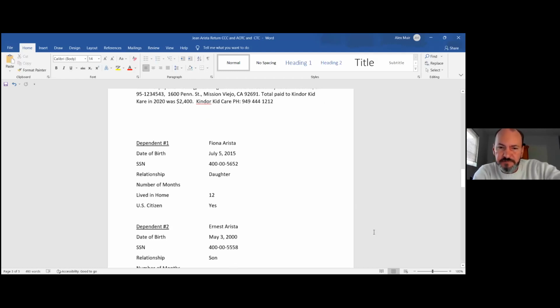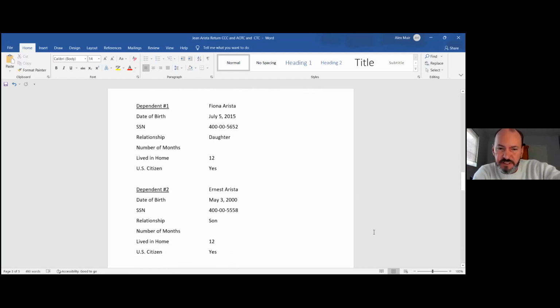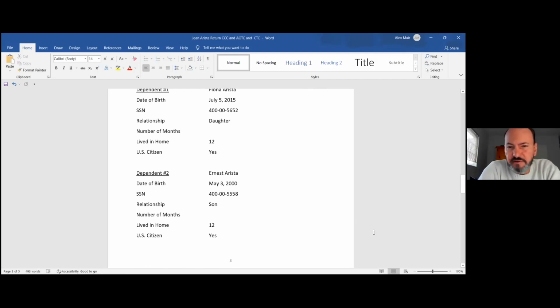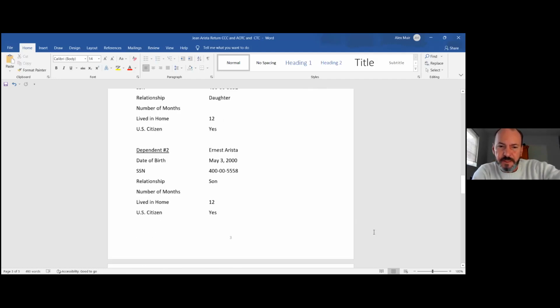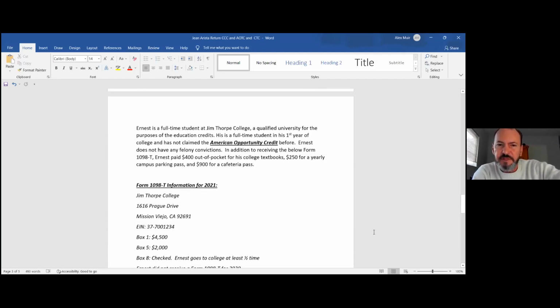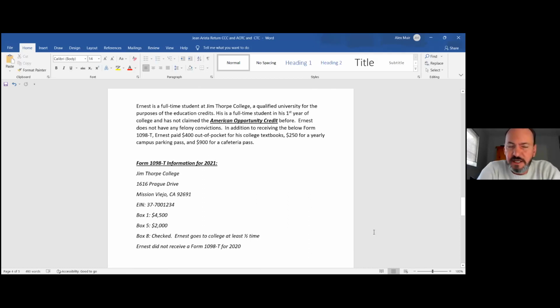Okay, so we've got a daughter, and then we also have a son. And you'll see that the son is about 20 and change, and he goes to school. Now, this is important. If you don't have a copy of this document, we'll spend a little time here. You might want to make a note or two so you can stay with us. So we've got the dependent son, and he goes to college, and this is one of those qualified universities. And this is his first year in college, and he hasn't claimed the American Opportunity Credit. And so this is the credit that we're going to go ahead and apply for, if you will. He doesn't have any felony convictions.